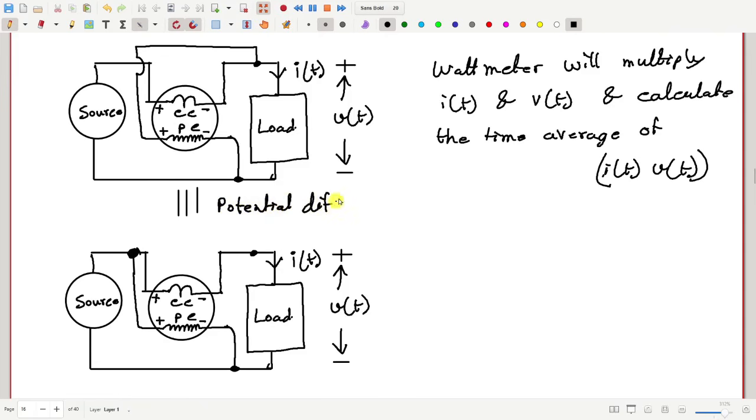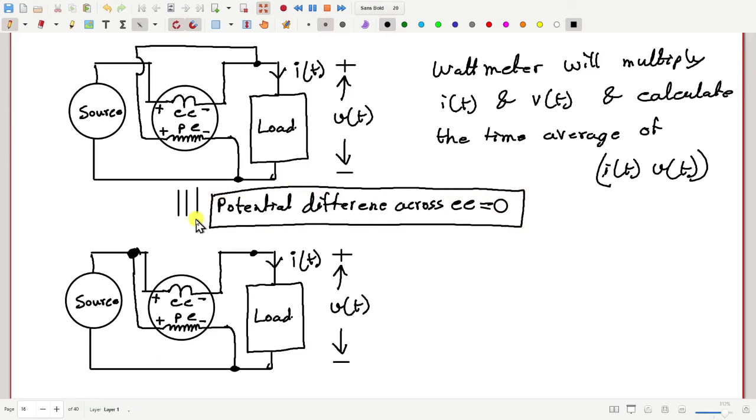What is the impedance of CC, sir? Yes, how much is the impedance of the current coil? I told it just a few minutes ago. Very low, ideally 0. So the potential difference is almost no difference, ideally zero. Practically there may be some difference which we will not consider in this course. So therefore these two are exactly identical. Instead of drawing this ugly complicated diagram, I could also draw this simplified diagram.